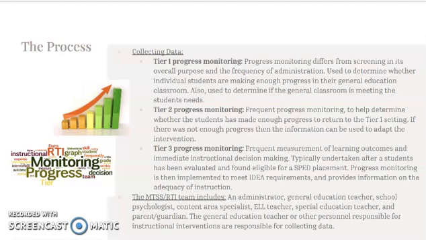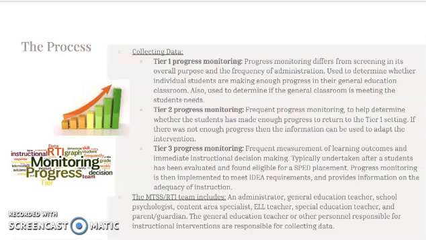Tier 2 progress monitoring is a frequent progress monitoring to help determine whether the student has made enough progress to return to Tier 1 setting. If there is not enough progress, then the information can be used to adapt the intervention.